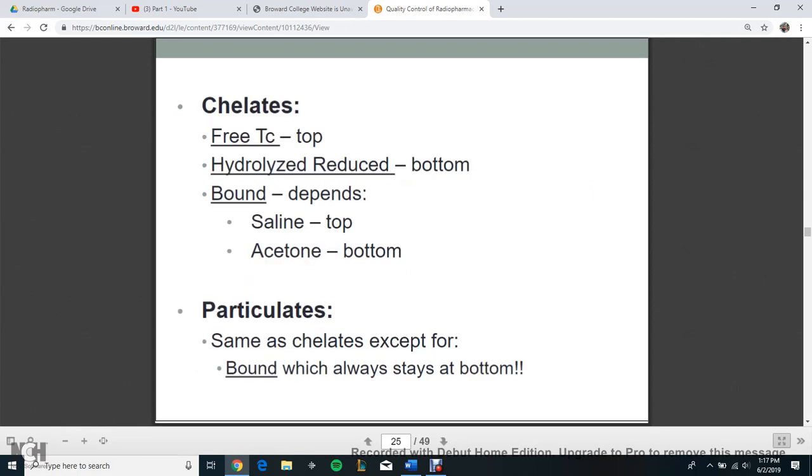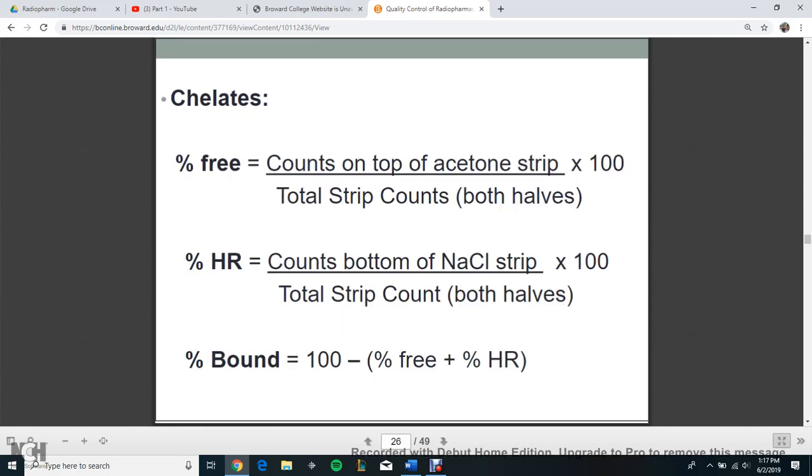Here you see the difference. Chelates: the free Tech is at the top, and hydrolyzed reduced is at the bottom. Bound depends. If it was saline, then it goes to the top. If it's acetone, then it remains in the bottom. For particulates, they're the same as chelates, except for bound, which always stays at the bottom for the particulates.